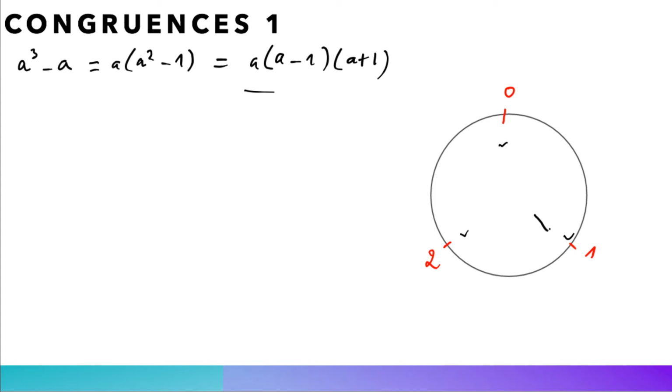Now, if a points to 1 o'clock, this means that a minus 1 points to 0 o'clock, in which case a minus 1 is a multiple of 3, and so is the whole product here, which means that a cubed minus a is a multiple of 3 too. The last case is when a points to 2 o'clock, and we would like to know why a cubed minus a is a multiple of 3. This is obvious because when a points to 2, a plus 1 points to 0, which means that a plus 1 is a multiple of 3, so is this whole product, and so is a cubed minus a. Bingo! I claim that we're done because in all cases here, a cubed minus a is a multiple of 3.